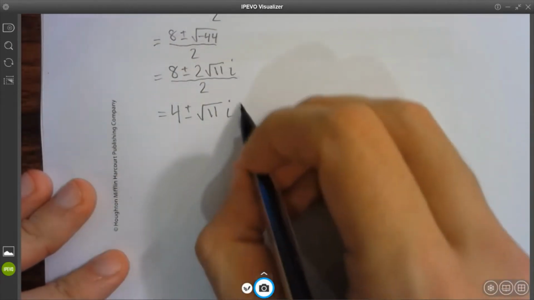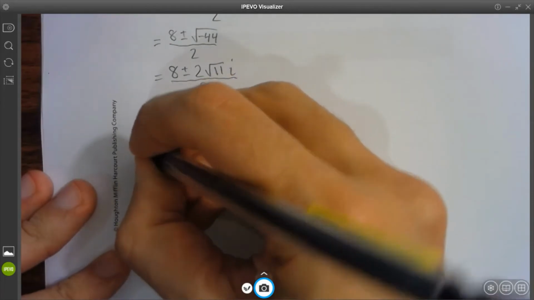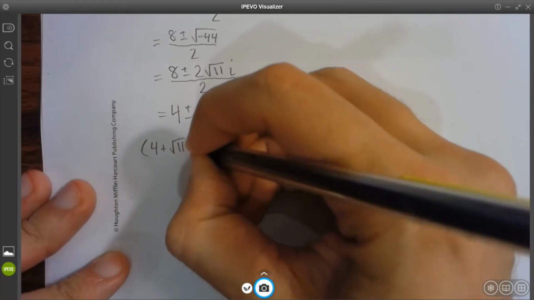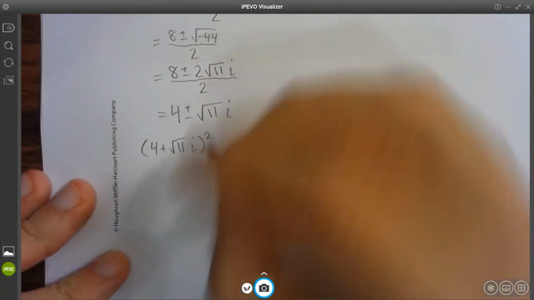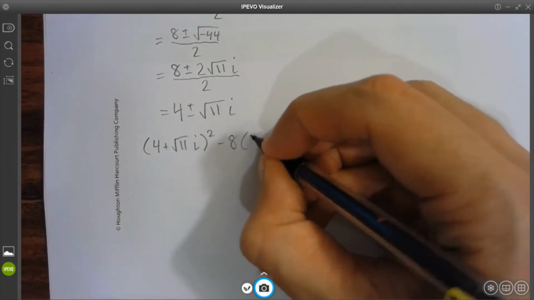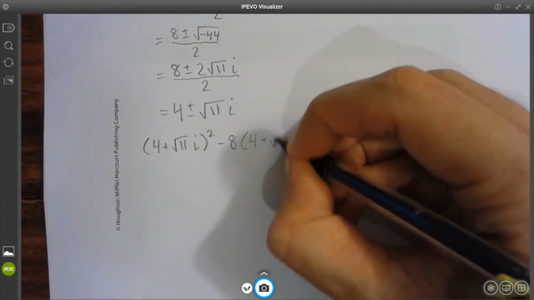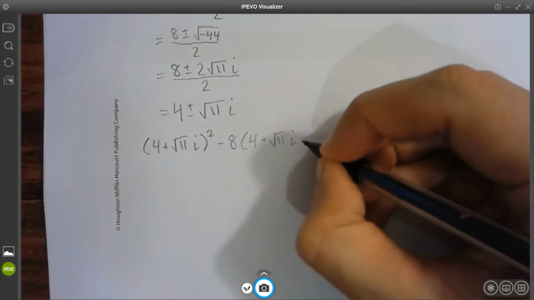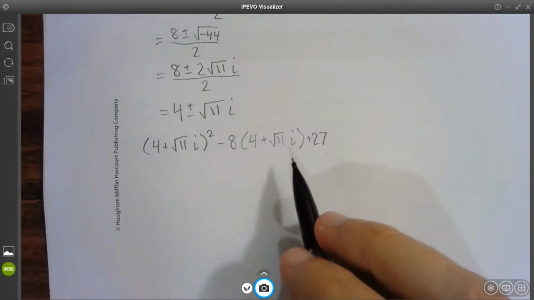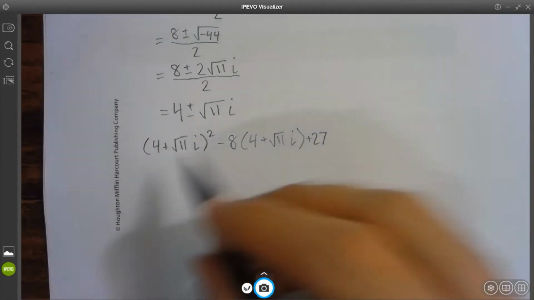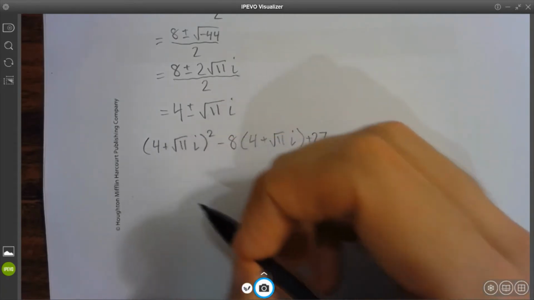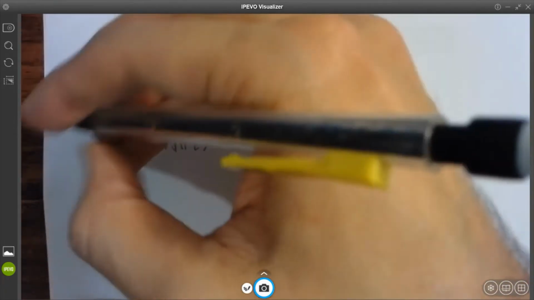So x squared, we're saying that this is x, so we're going to say 4 plus root 11i squared, but wait, there's more, minus 8 times 4 plus root 11i plus 27. And this should equal 0. All right, let's see if that's true. This I'm going to do by the box method off to the side, just to save myself a little bit of space.